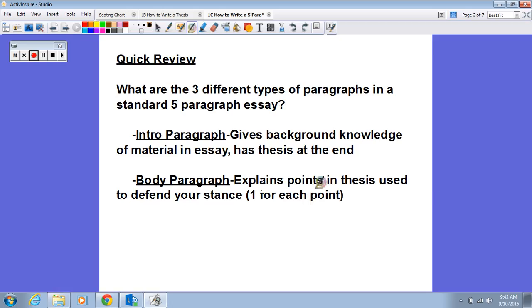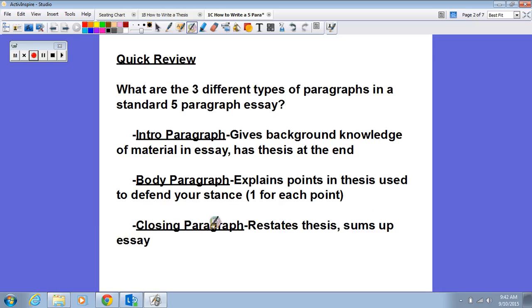So there's one body paragraph for each point in your thesis. So if you use 3 examples to defend your thesis, you have 3 body paragraphs. If you only use one, it's only one body paragraph. And then the last paragraph is your closing paragraph. It's going to restate the thesis and then sum things up. So again, here you go. Intro paragraph, body paragraph, closing paragraph.